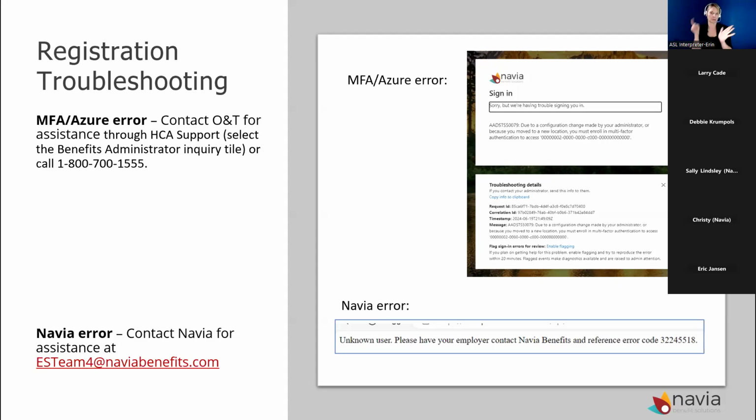You may also just get a plain white page that just has a simple line of text at the top. It looks like this, where it says unknown user, please have your employer contact Navia Benefits and reference error code, and it'll give you some numbers. If you do get this message, that is a Navia side error, and you want to contact us at ESTeam number 4 at naviabenefits.com.